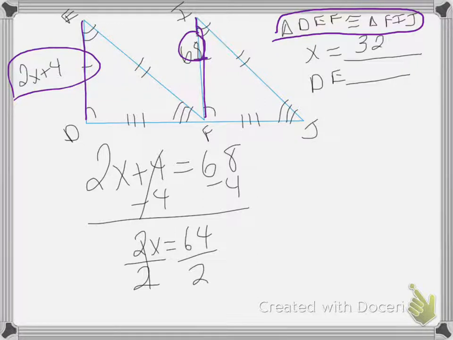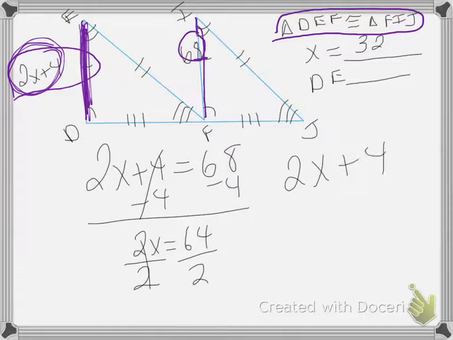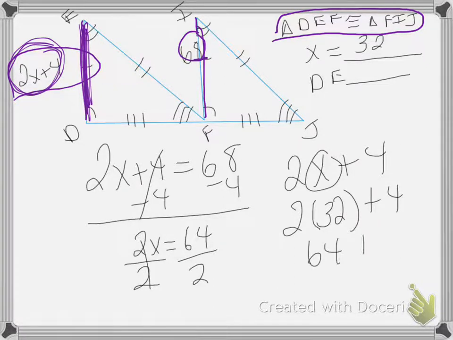Then it wants to know what DE is. And DE is this, all of this. How much is DE? It's 2x plus 4. And you know x is 32. So let's figure it out. 2x plus 4. You know what x is. 2 parentheses 32 plus 4. 2 times 32 is 64 plus 4, 68.